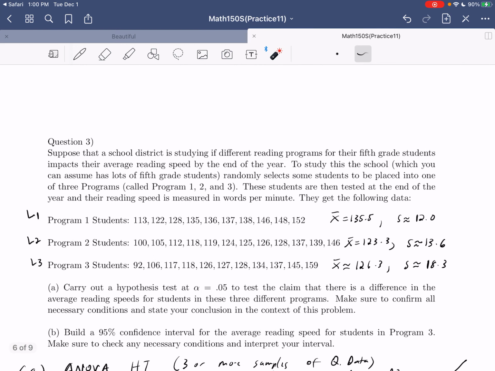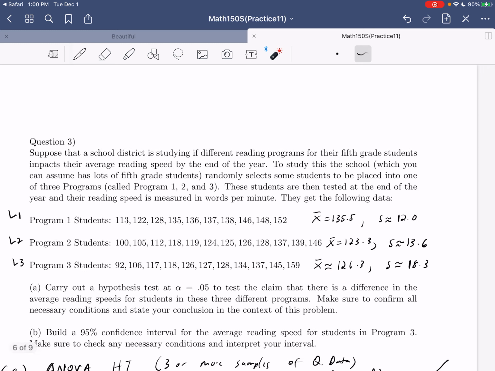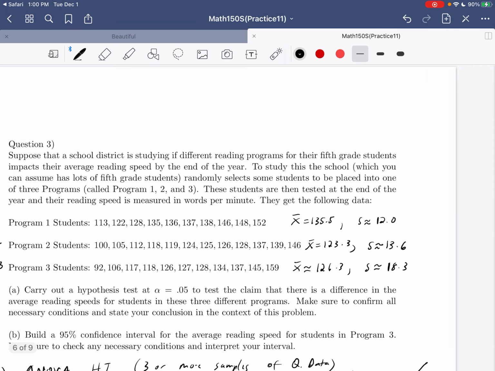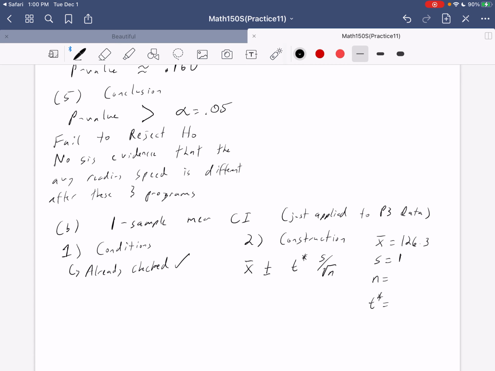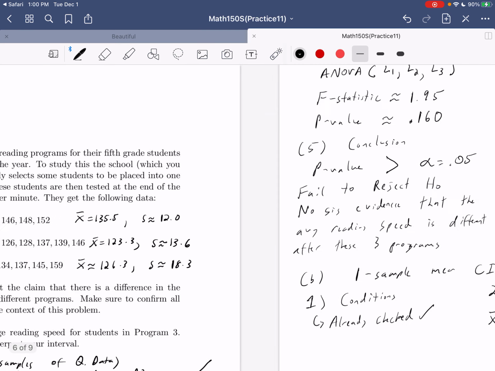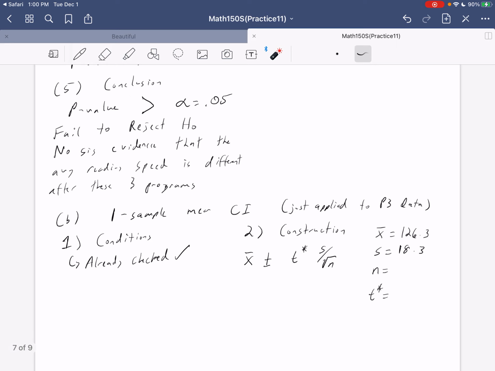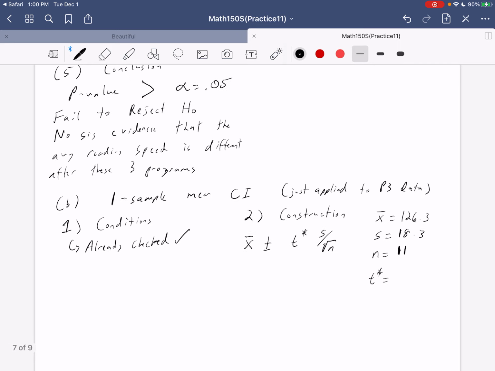We can go back and see that in program 3, the average was 126.3. So we can record that. 126.3. The standard deviation was 18.3. So 18.3. And the sample size, well, we can just count. 1, 2, 3, 4, 5, 6, 7, 8, 9, 10, 11. So we had 11 students in program 3 that were selected. So there we go.